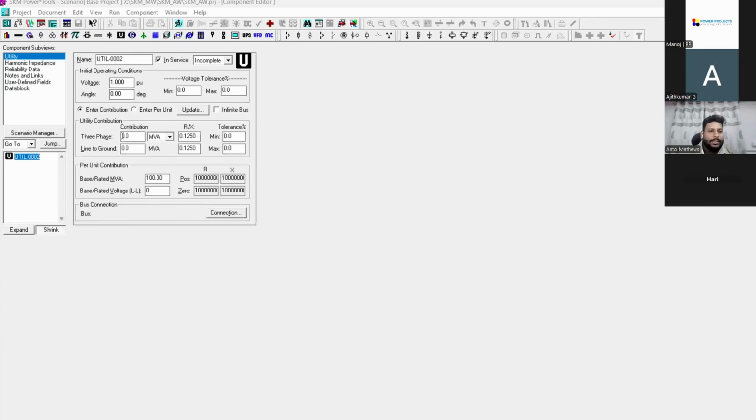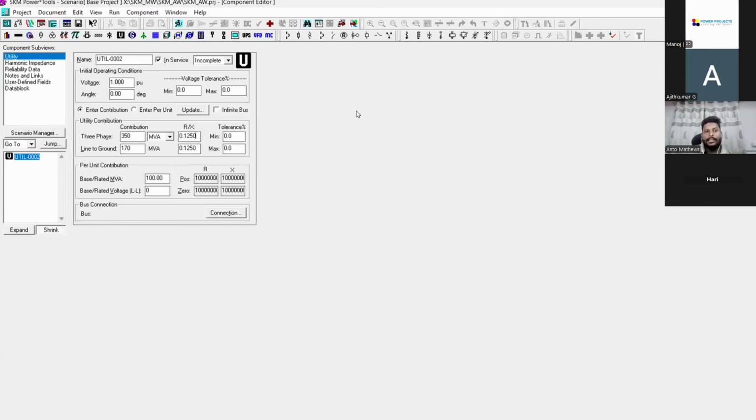We require the short circuit current. So what is the three-phase short circuit current? Let me assume the three-phase short circuit current as 350 MVA, the MVA which we are talking about. For line to ground, I take half of this, so 170. The R and X values I will keep as they are.